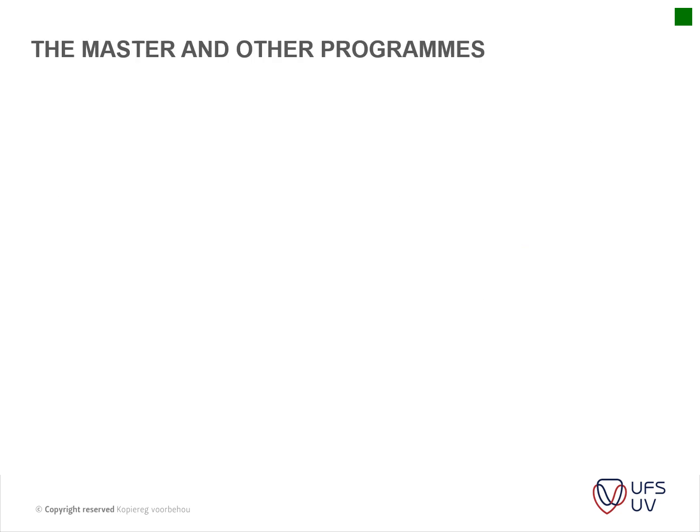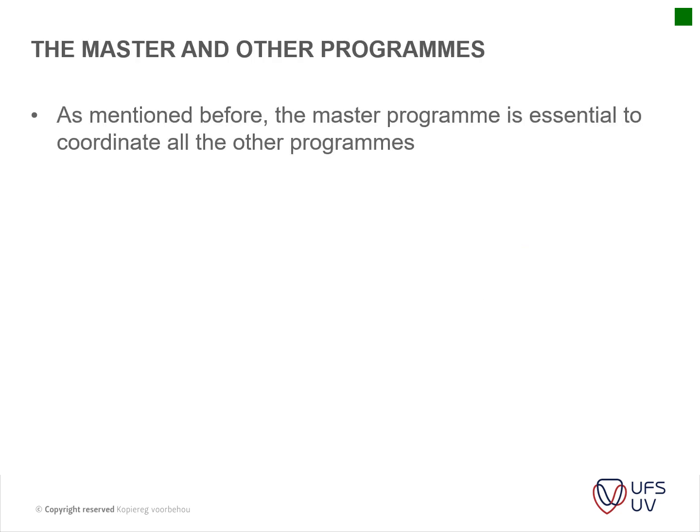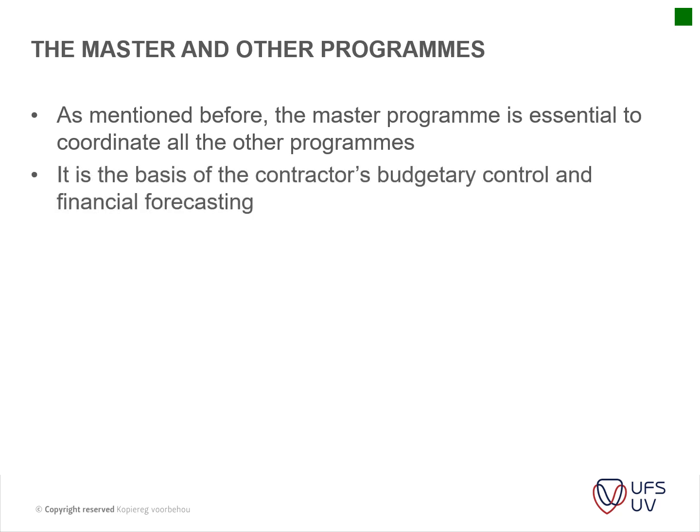And then the master and other programs. In this next section, we're just going to look at what each program is. As mentioned before, the master program is essential to coordinate all the other programs. All the other programs are based on the master program. It is the basis of the contractor's budget control and financial forecast, and not only the contractor's, but also the principal agent or the engineer or the client's representative.